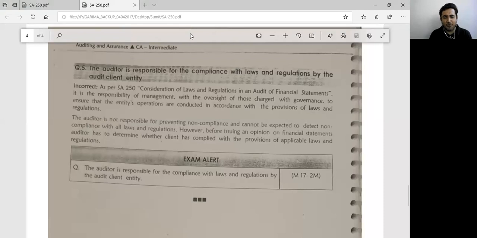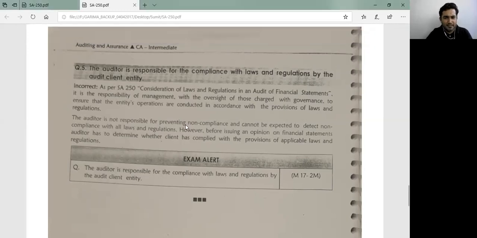So it is not the duty of the auditor to check compliance, to ensure compliance with law and regulation, or he himself cannot be held responsible for complying with law and regulations. However, before giving his audit opinion on the financial statements, it is the duty of the auditor to ensure that the management has complied with all the applicable laws and regulations in an audit of financial statements. Are you getting it? So management is responsible for complying with the law and regulations. The auditor is not responsible for compliance with law and regulations.